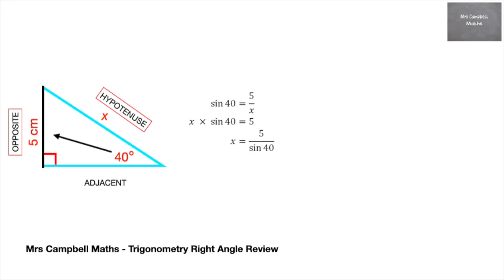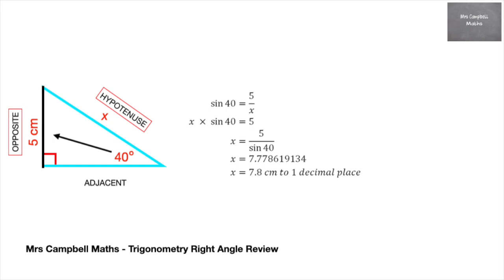You pick up your calculator now, and we put in 5 divided by sine 40 equals, and on your calculator you should have 7.778619134. Now we will round that to 1 decimal place. So 1 place after the decimal point, that lies between 7.7 and 7.8. It's closer to 7.8. So we have x is equal to 7.8 centimetres, and that's our answer done.